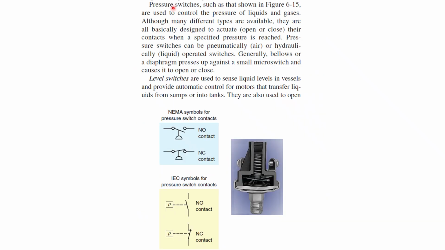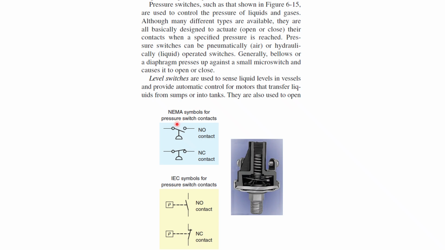Moving to the pressure switch. The pressure switch is used to control the pressure of liquid or gas. Similar to temperature, here also it is mandatory to measure the pressure of liquids and gases. Although many different types are available, they are basically designed to actuate, open or close their contact when a specified pressure is reached. Pressure switches can be pneumatically or hydraulically operated. If it is air, it is pneumatically operated. If it is liquid, it is hydraulically operated. Generally a bellows or diaphragm presses up against a small micro switch, causing it to open or close.